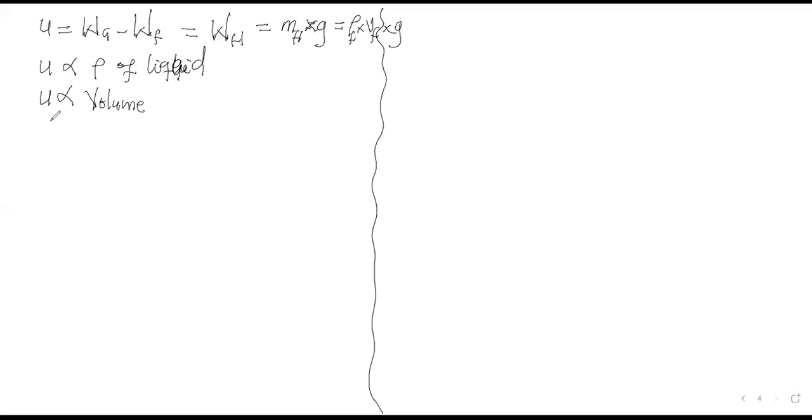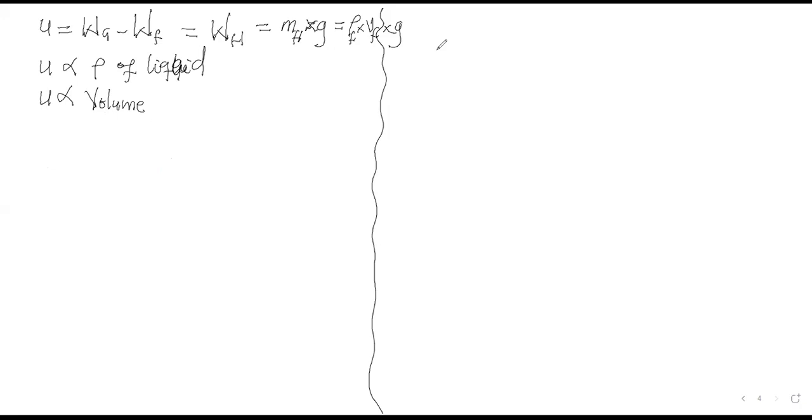As for gravity, it is constant on the surface of the earth. So this wouldn't change. Gravity will not change. Meaning that when density of the fluid increases, upthrust would increase. When density of the fluid decreases, upthrust would decrease. And class, this explains the reason why upthrust is greater in water than in air.